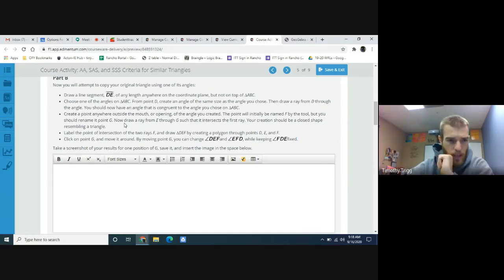Okay, so let me read that again. Create a point anywhere outside the mouth or opening of the angle you created. The point will initially be named F. Okay. Now draw a ray from E through G. Okay.